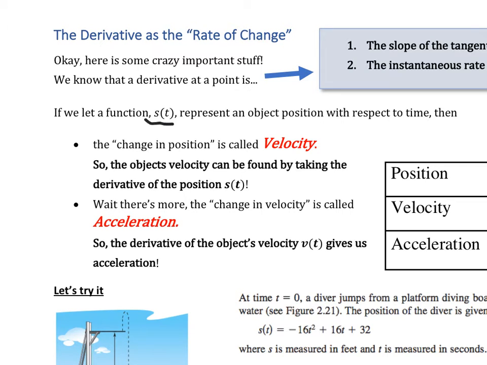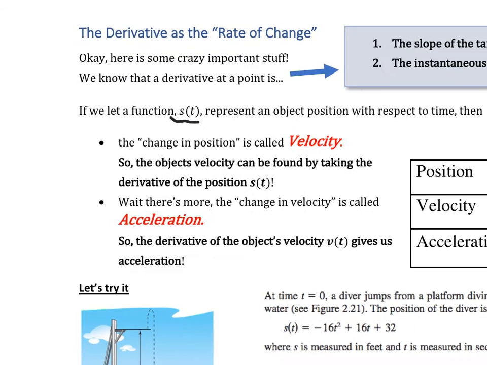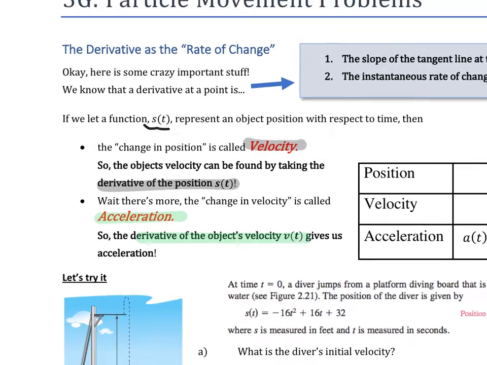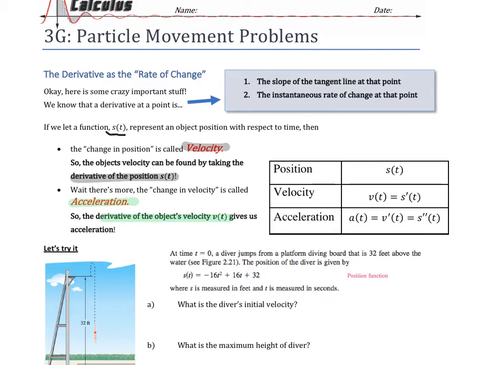And if that's its position function, then if we want to know the change in position, we call that velocity. So change in position is velocity. Since change is a derivative, the object's velocity can be found by taking the derivative of position. So velocity is a derivative of position. Now, if we want the change in velocity, we call that acceleration. So acceleration is a change in velocity. So acceleration is the derivative of the velocity.